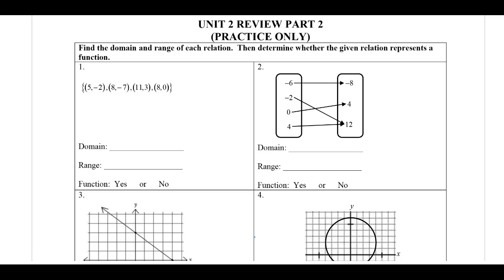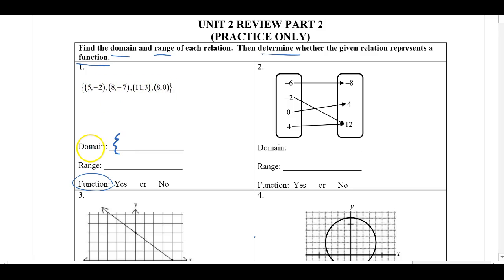Okay, starting with number 1, find the domain and range of each relation, then determine whether the given relation represents a function. So first we have to figure out the domain, then the range, and then, as you can see in number 1, we have to figure out if it is a function or not. The first thing is, when you're given just a set of points, both here in number 1 and in number 2, you're just going to list out all the numbers in the coordinates.